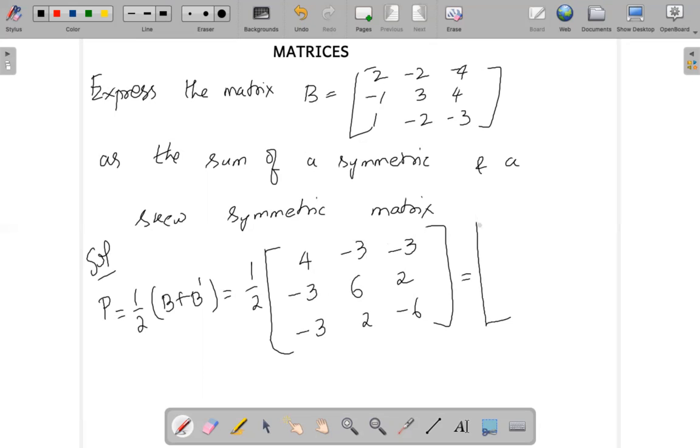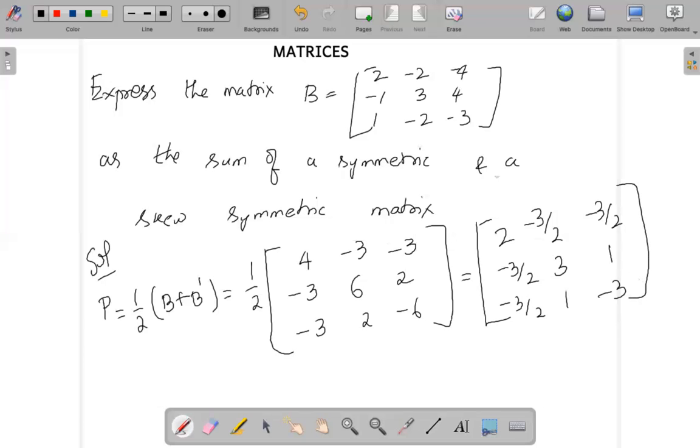Now further simplify. If you simplify, you'll get 2, minus 3 by 2, minus 3 by 2, and minus 3 by 2 again. So this will be 2, 3, and this is 1, and this is minus 3 by 2, and this is 1, 1, and this is minus 3. That's it. So we got the first result.